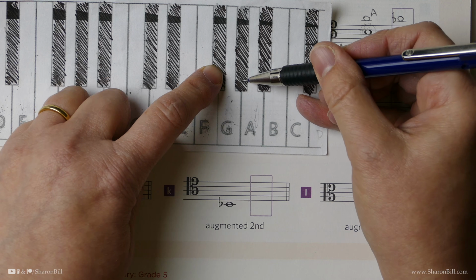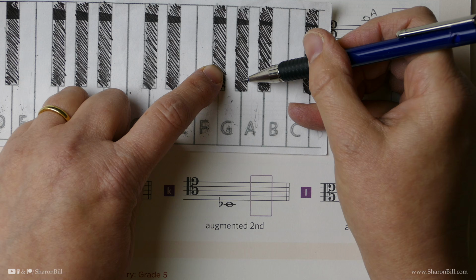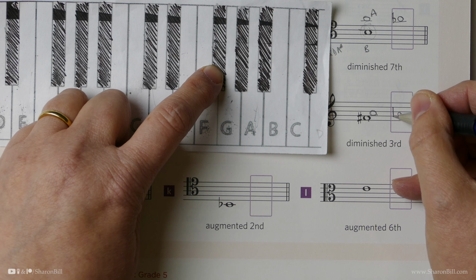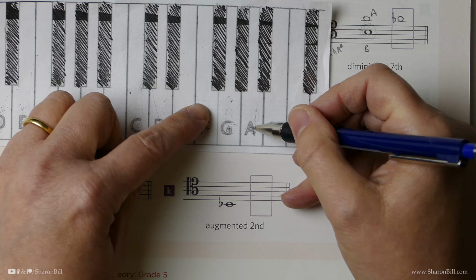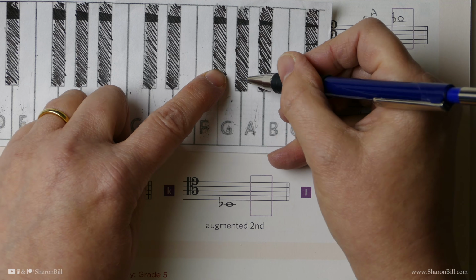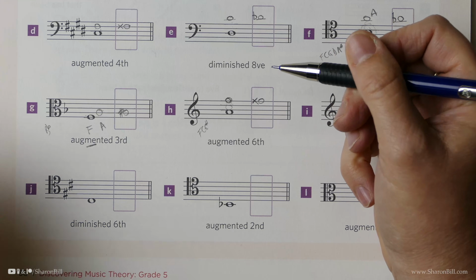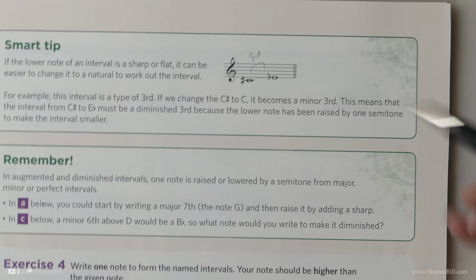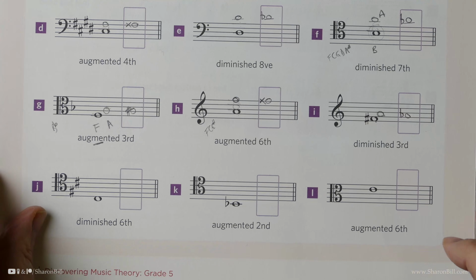Bring this top one down a semitone, and we've diminished the interval of a third. So we need A flat. So F sharp to A flat is a diminished third. Just the same as when we did this little example here. The same principle there has shown up here.